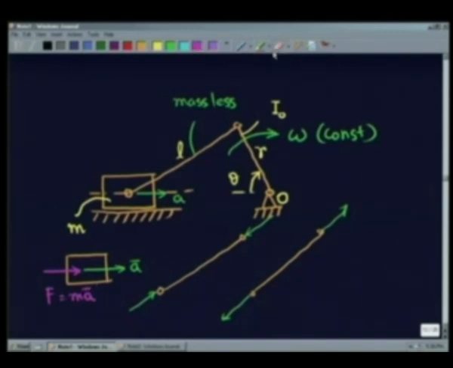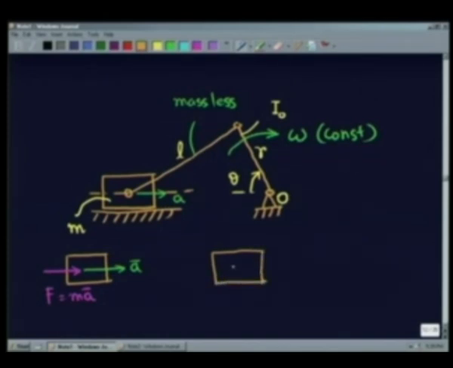But we know that this body is acted upon by these forces. One is a force from the support, either from this side, or in this particular case it will be from this side. So let me correct my drawing.